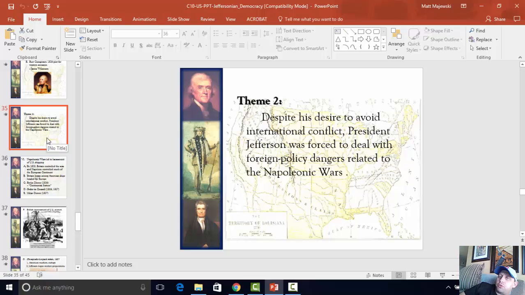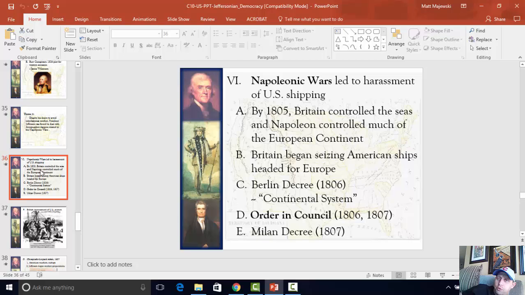So despite him wanting to avoid international conflict, Jefferson was forced to deal with foreign policy problems as a result of the Napoleonic Wars. Now, hey, it's one thing to fight against the Barbary States. It's a whole other thing to be taking on these big boys, right? Because as the Napoleonic Wars continue, they start up again in the 1800s, and by 1805, Britain controlled the seas, and Napoleon and the French control almost all of the European continent.